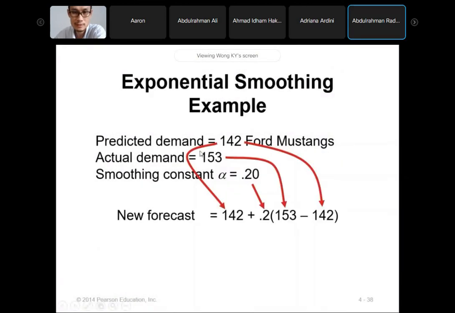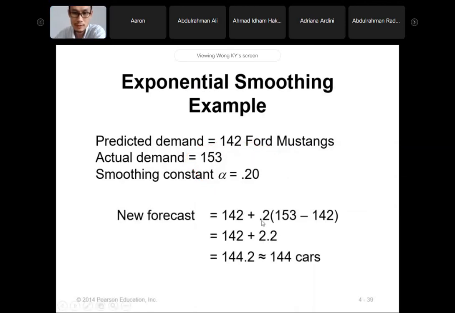So this is the way as I explained. The forecast for this period or coming period equals the forecast of the last period, which is 142, plus alpha, which is 0.2, multiplied with the actual demand value in last period, which is 153, minus the forecast value you got in the last period, which is 142. If you calculate, you get 144.2, which is roughly 144 cars.